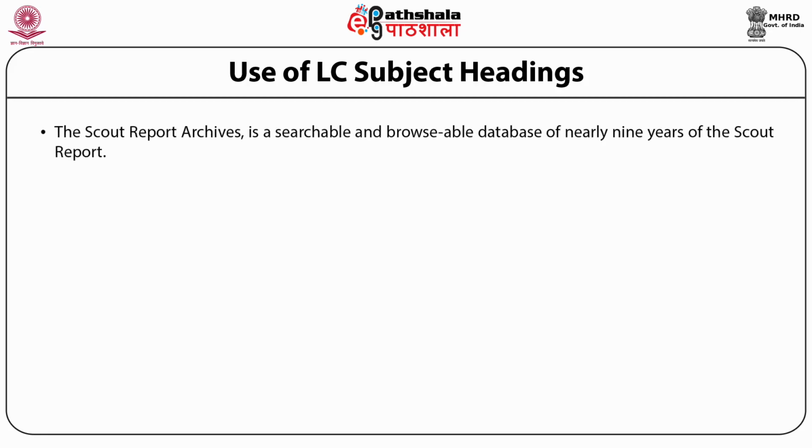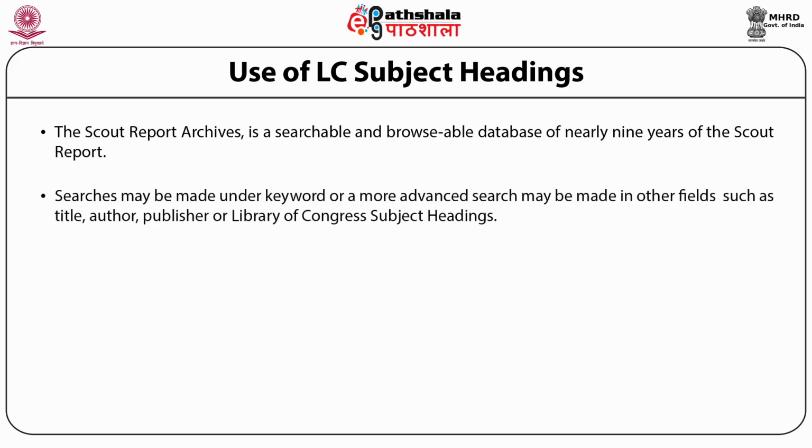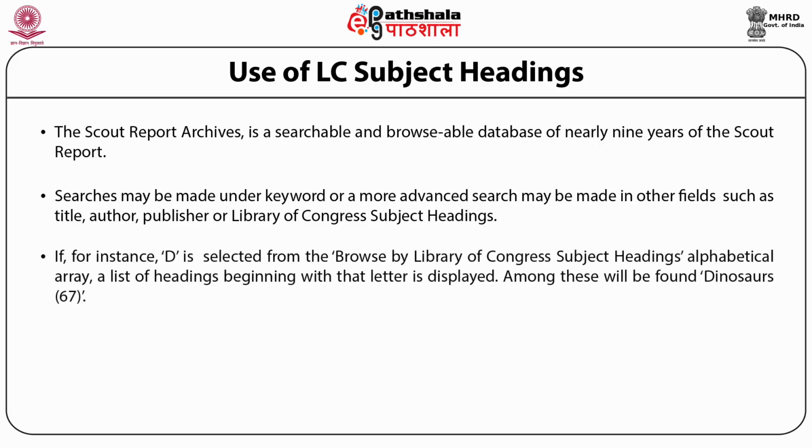The Scout Report Archives is a searchable and browsable database of nearly 9 years of the Scout reports. Searches may be made under keyword, or a more advanced search may be made in other fields such as title, author, publisher, or Library of Congress subject headings. If, for instance, D is selected from the browse by Library of Congress subject headings alphabetical array, a list of headings beginning with that letter is displayed.